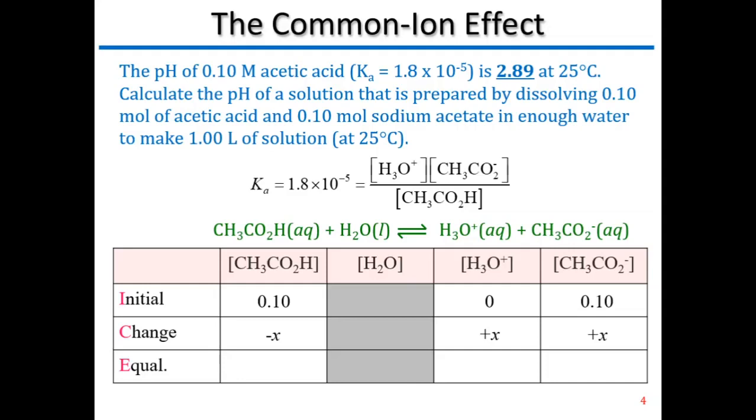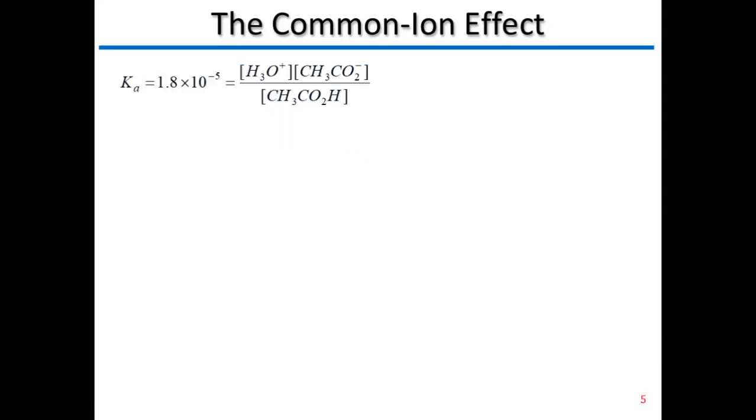Okay, so then we calculate our equilibrium line. Exactly the same as you would have done before, just total up the different columns. So here we have 0.1 minus x, here we have just x, and then here we have 0.1 plus x. Just like we would have done it before. Okay, then we're going to set up our Ka expression. Remember that Ka is equal to the product of our products over the concentration of our reactants. So here we have H3O plus times the acetate ion over acetic acid. We're going to use the same Ka since we're talking about the same temperature.